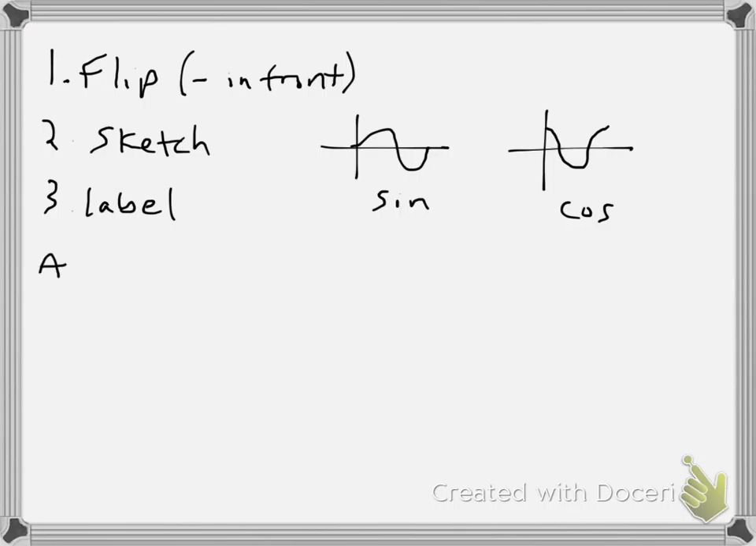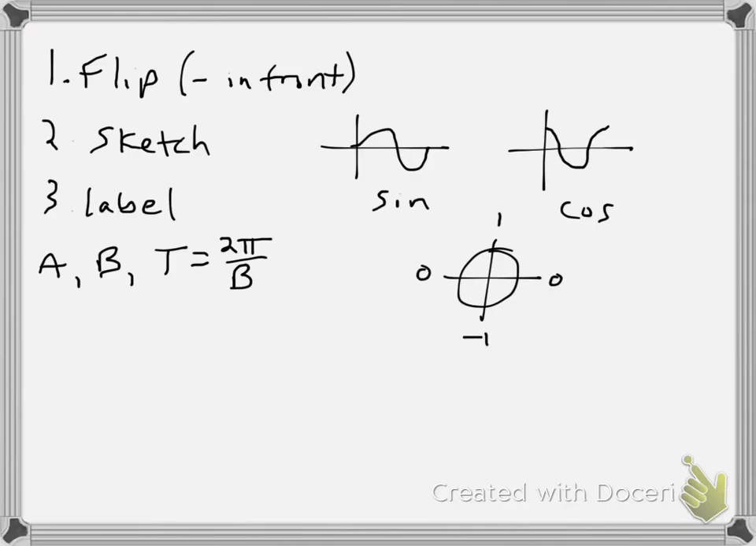That's where we have to know the amplitude, the frequency, and the period. And the period is 2 pi over b. And that comes from the unit circle, right? If I start over here at 0 degrees, looking at the sine graph, it goes 0, 1, 0, negative 1, back to 0. So I have these 5 critical values that are evenly spaced. And same with cosine. If I did cosine, it would be 1, 0, negative 1, 0, back to 1. Again, evenly spaced.